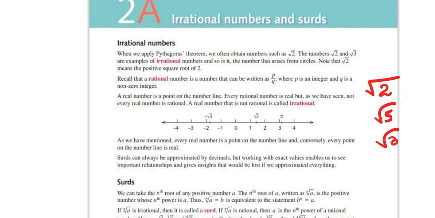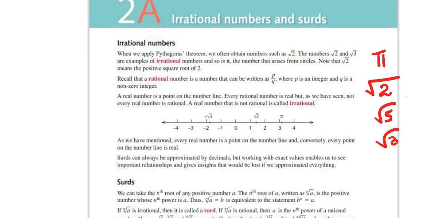Here all the numbers are prime numbers. The root of a prime number always represents an irrational number. Also pi is an irrational number. Root 2 means the positive square root of 2. A rational number is a number that can be written in the form p by q, where p is an integer and q is a non-zero integer, that is q not equal to 0.